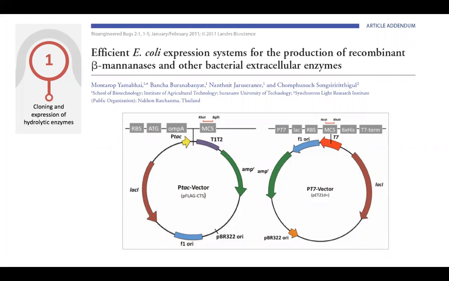This is a review paper to show that we found this is a very efficient production system to produce the enzymes. And here we said it's good for beta-mannanase, but actually it works for other extracellular enzymes. This is for secretion out of the cells. Okay, so there are many ways to secrete. When you secrete the enzyme out, it's very easy to collect the enzymes.